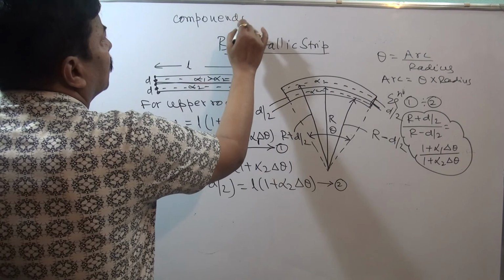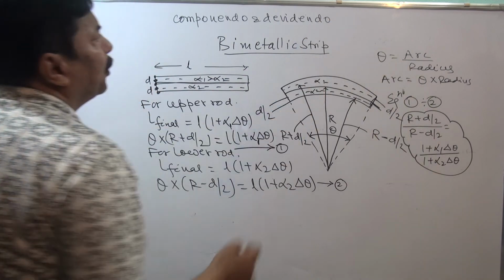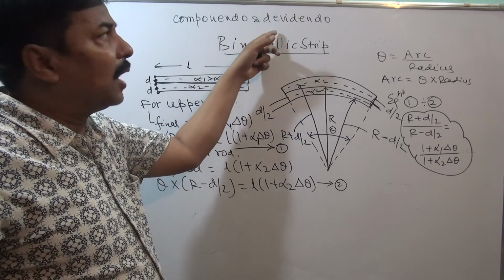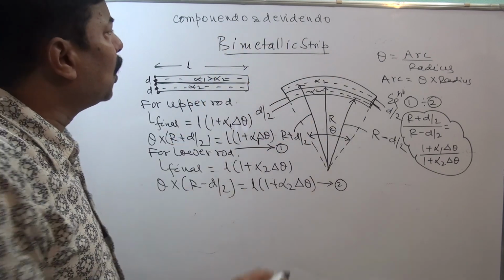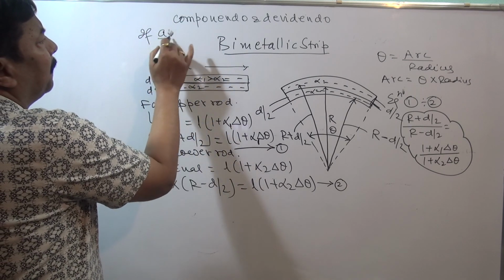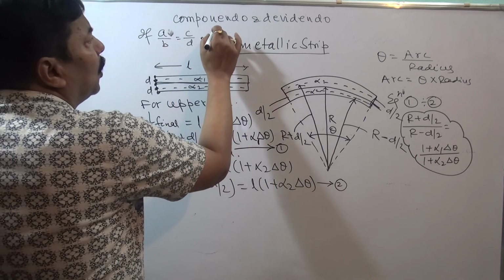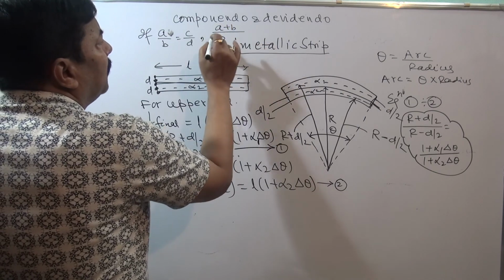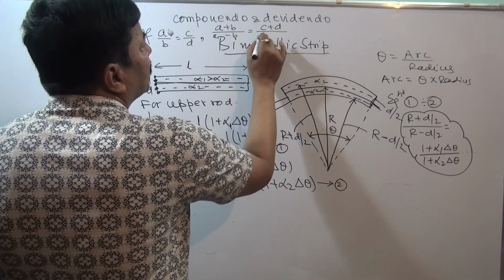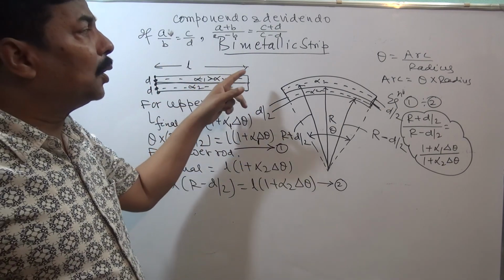Componendo and dividendo. Componendo and dividendo you have read in your junior classes, and you know that if A by B is equal to C by D, then by componendo and dividendo A plus B by A minus B must be equal to C plus D by C minus D. This result is called componendo dividendo.